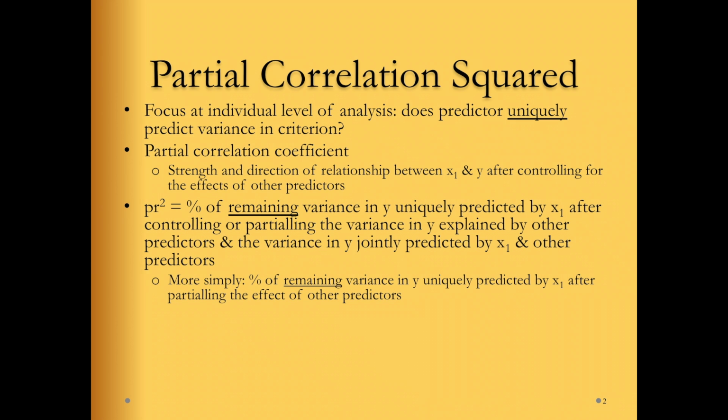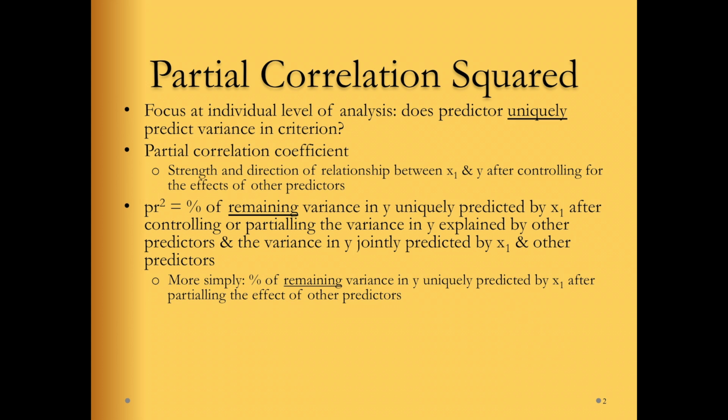Because there is no single way to describe the unique ability of a predictor to predict the criterion, we will discuss four methods used by researchers to present their findings in research articles. First, we'll consider the square of the partial correlation coefficient. The partial correlation is the strength and direction of a relationship between a variable and the criterion after controlling for the effects of other predictors.